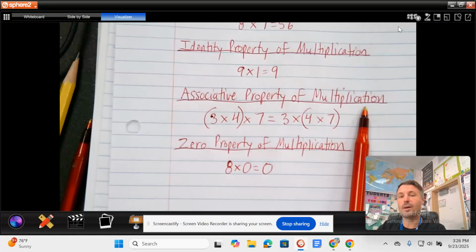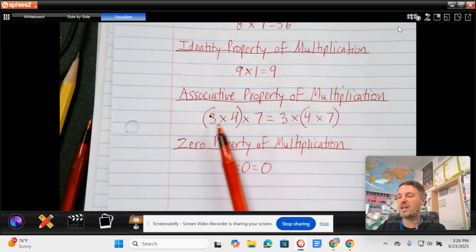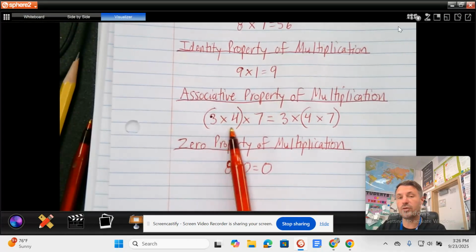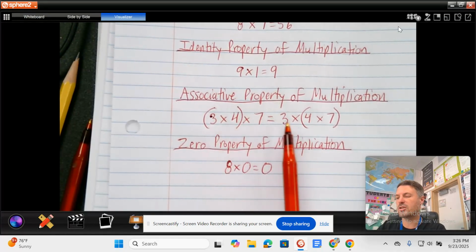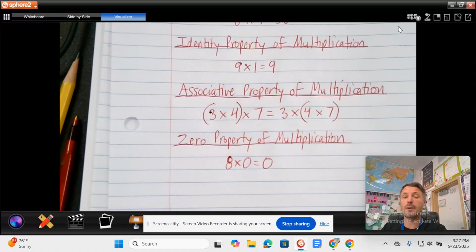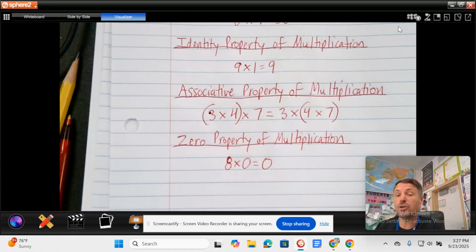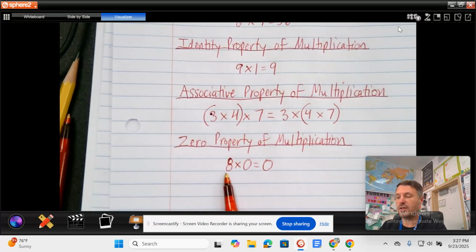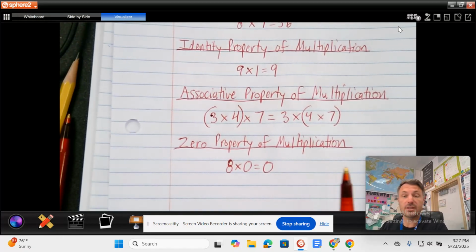Then the associative property of multiplication, 3 times 4 times 7 with the 3 and the 4 in parentheses equals the same thing as 3 times 4 times 7 with the 4 and the 7 in parentheses. So this property says when you're multiplying, you can change how the numbers are grouped in parentheses, and it does not change the product.